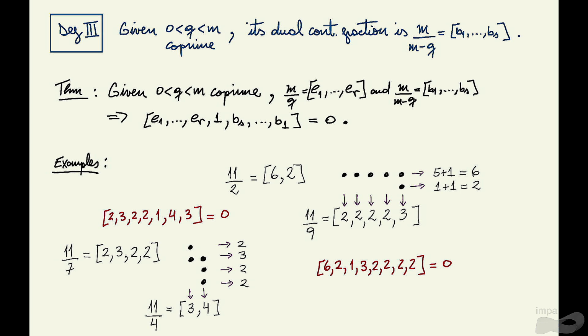Here you have another example, 2, 3, 2, 2. And you see 2, 3, 2, 2, like that. And now you add this way. So you get 3, 4, and so 11 over 4. This is Riemenschneider. Yeah, Riemenschneider. Dot diagram, exactly.